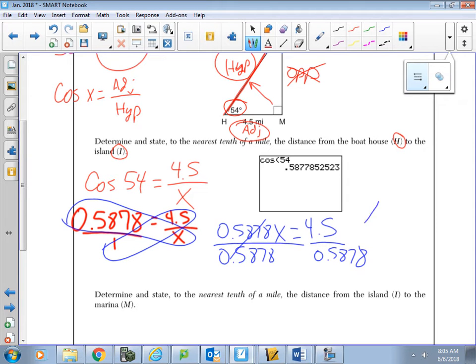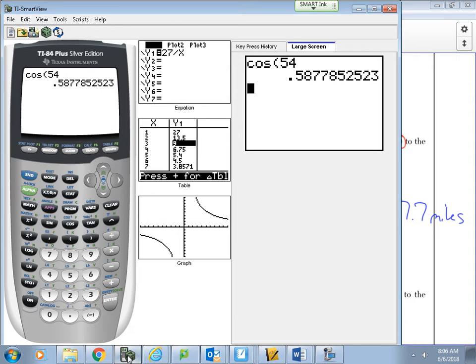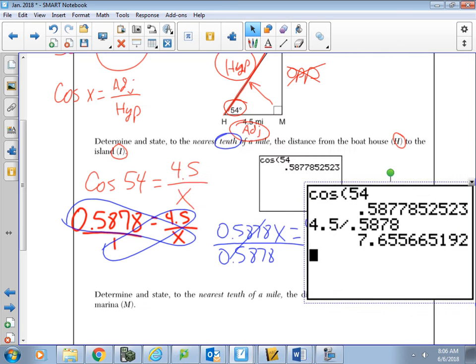And we end up with x is equal to approximately 7.7 miles, 7.7 miles. Be careful on the rounding. Whenever they have this to the nearest tenth, if you had rounded that to 7.8, let me just put this in the calculator to see what it is. So 4.5 divided by 0.5878. Okay, let's just say that should go to 7.7 because, let's just look here.